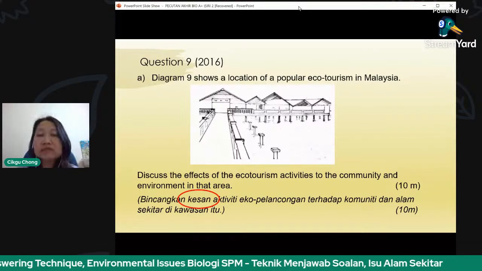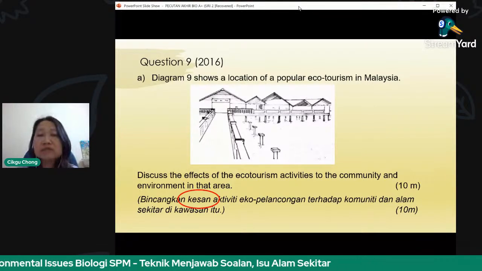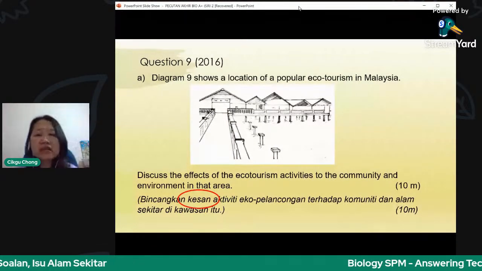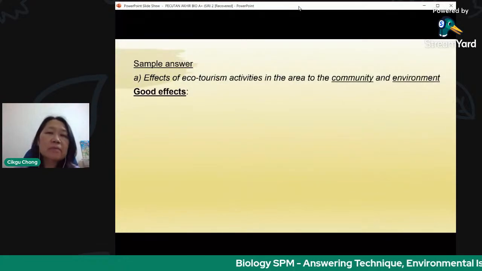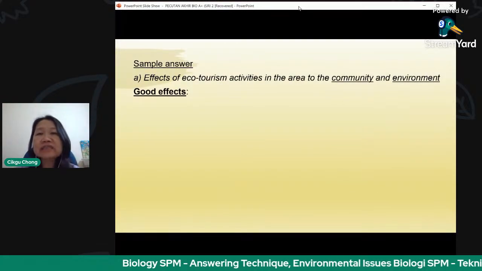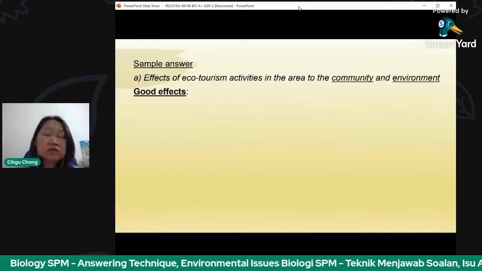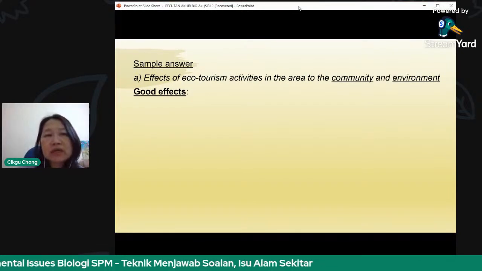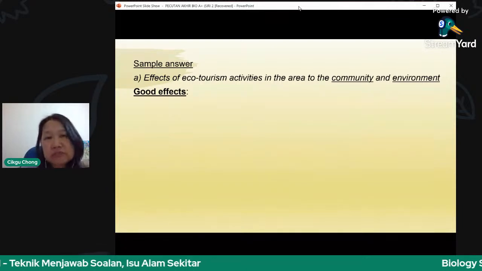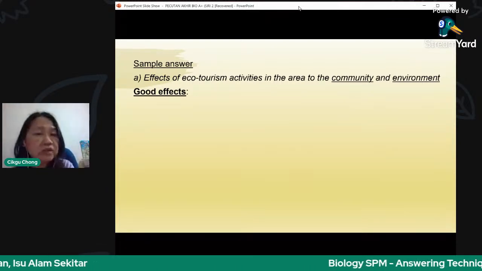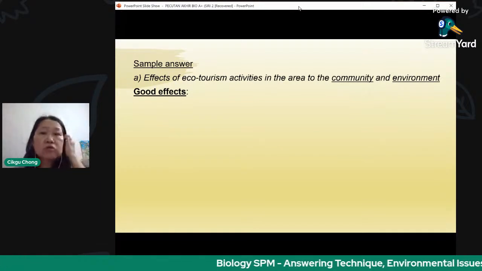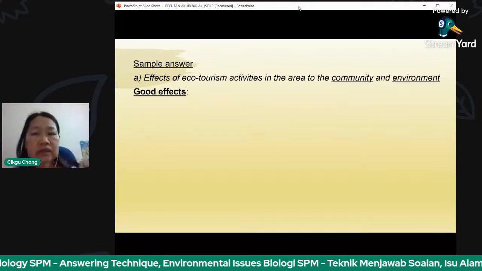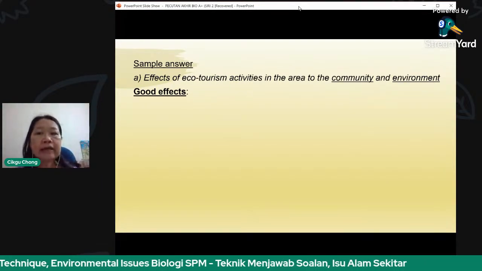Kesan, that means effect. Now the effect, they never say good or bad. Everything that you do has a positive and negative. So here you have to talk about the good effects and the bad effects. That's why students get it wrong or don't do so well, because they always talk about one side. They talk about the good effect of ecotourism and forget the bad effects, because this question never tells you specifically good effect or bad effect. They just say the effects. You touch on both: the community, that means human, their livelihood and all that, and the environment.